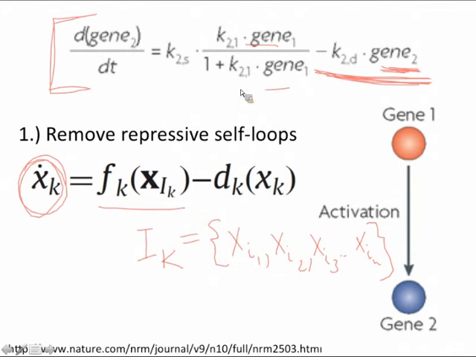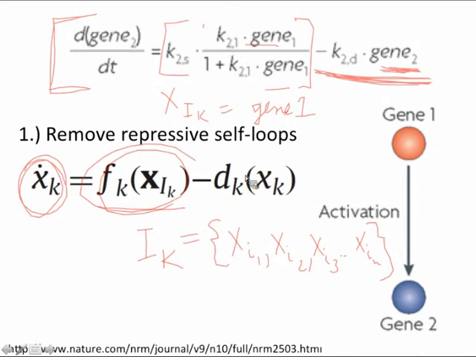In this particular example, XIK only corresponds to gene 1 and just gene 1. But it can be a function of many variables. It could be a function similar to this, or it might be a different function. Then we also have the decay. We generally have the decay with respect to XK.